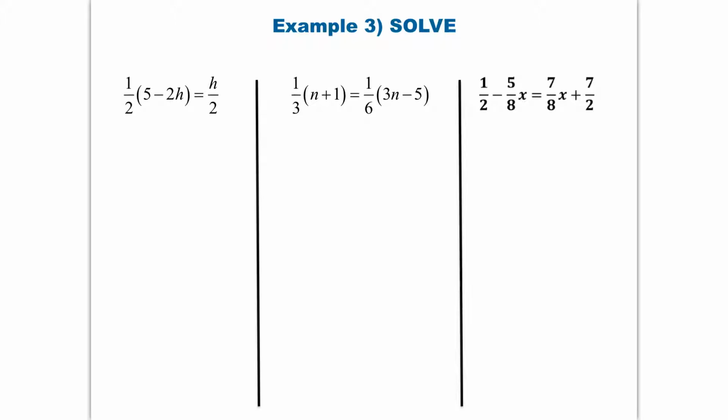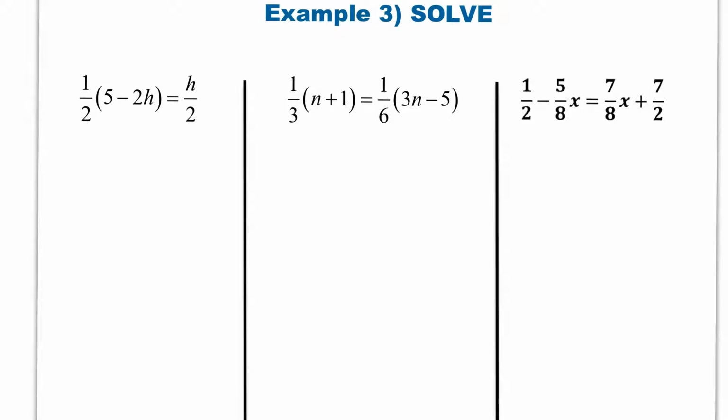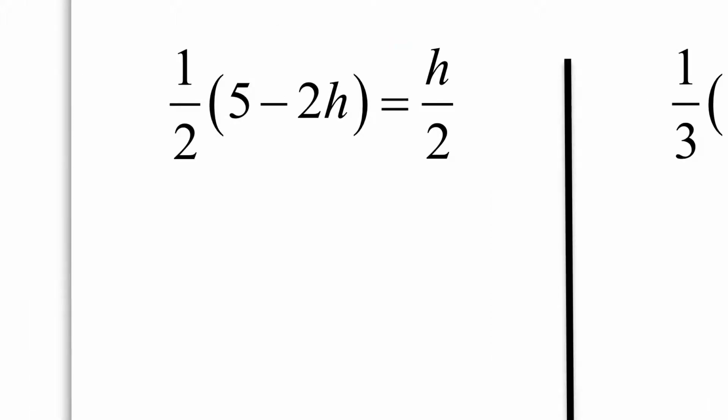If you look at these examples here, we have fractions, we have parentheses, and we want to solve for the variable. I just want you to notice the difference between these equations and how the fractions might look when you want to solve. Let's start with the one on the left side. Notice that we do have a fraction outside of the parentheses, so I am going to distribute this 1/2 to the inside of the parentheses. We're multiplying 1/2 times the quantity of 5 minus 2h.